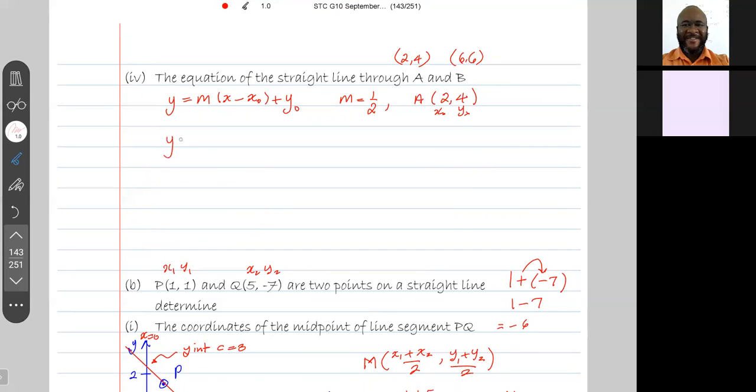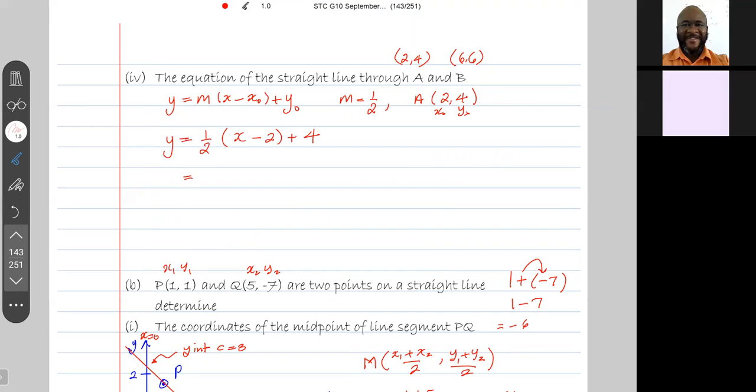So y is equal to m, which is a half, into x minus x naught, which is 2, plus y naught, which is 4. So I just put in my values. Remember, my answer is y is equal to a half x plus 3. That was from part observation and part calculation. Now we're using the formula to get the same equation, and we are going to see if they're going to be exactly the same. Guys, I need to apply the distributive law.